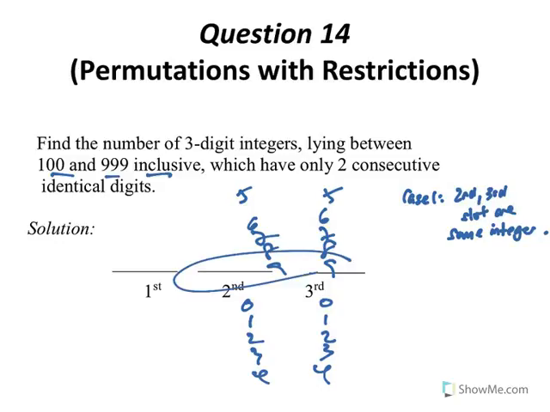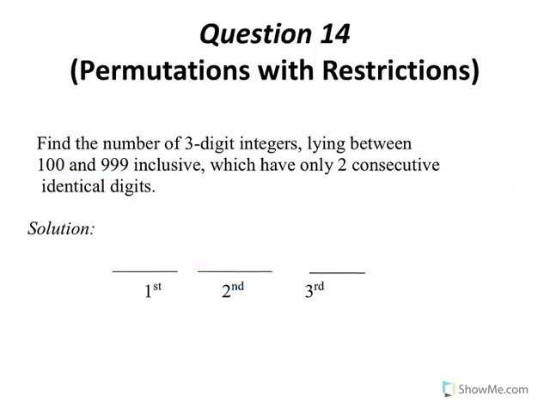Okay, for case 1, follow me, don't chat with your friend. For the second and third slot, let's consider one case. Let me go back to the start. Find the number of 3-digit integers, first, second, third slot, lying between 100 and 999 inclusive, which have only 2 consecutive identical digits. We try the slotting method. First case, the 2 same digits can be in the second and third slot, correct? Of course, I can also say they can be in the first and second slot. So there are 2 cases.